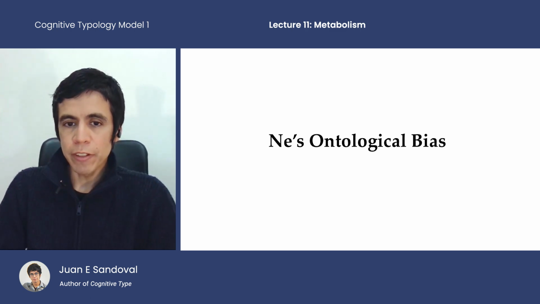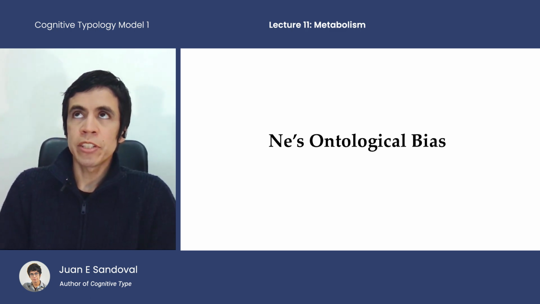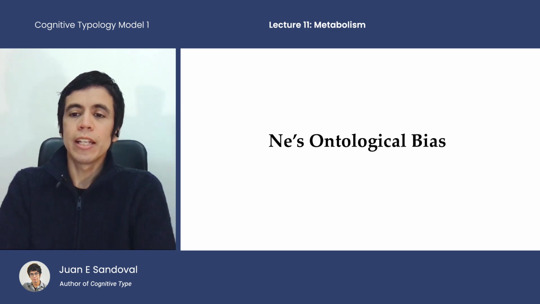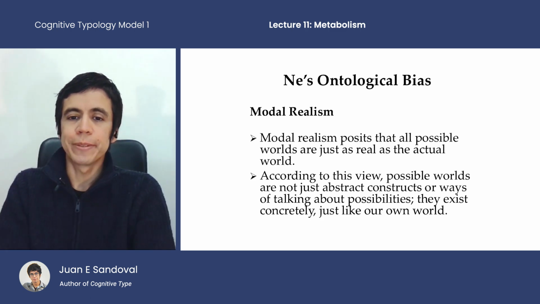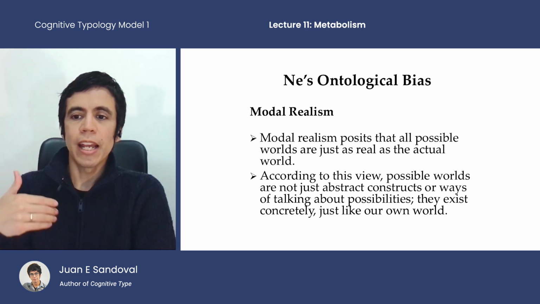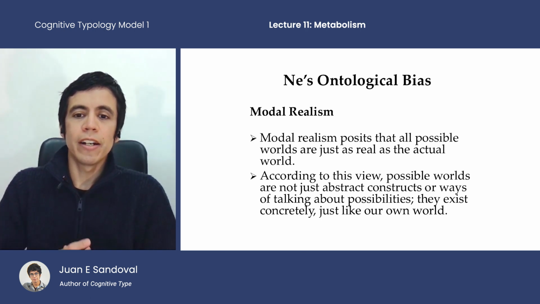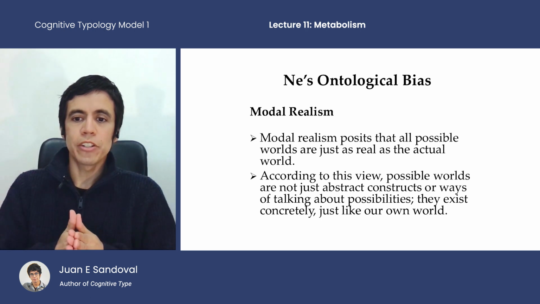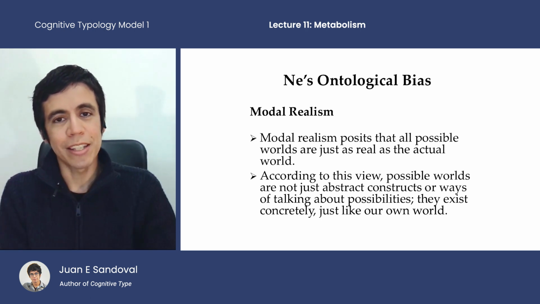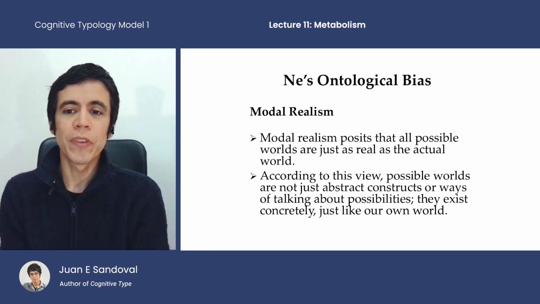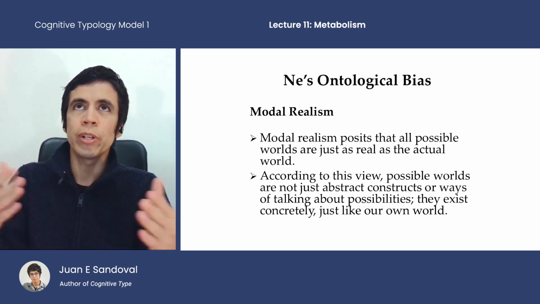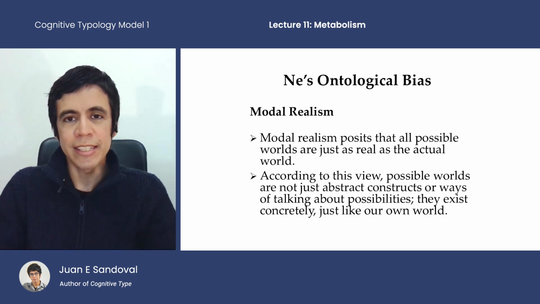So philosophically, the philosophical position that most aligns with NE comes closest to this idea of modal realism. Modal realism is a philosophical theory by David Lewis, and he posits that all possible worlds are just as real as the actual world. Notice this is the very opposite idea to realism, which is for SE. So David Lewis says all possible worlds you can conceive of are just as real as this one. They're just inaccessible to us.